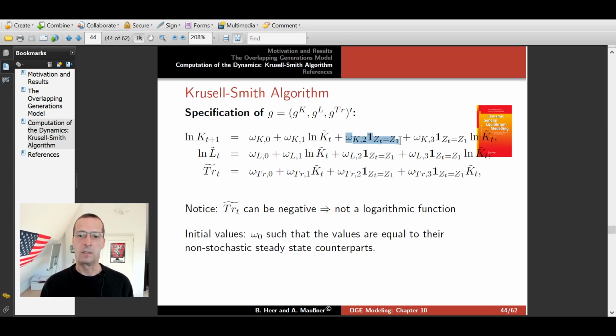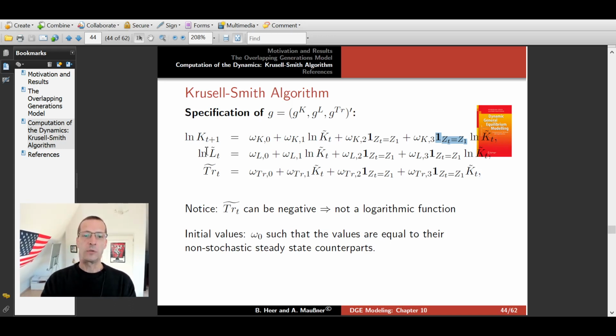aggregate state in the present period. If it's equal to z1, the recession, equal to 0.98, then we add omega k2 to this equation, and here we have the product of the index function 1 of z_t equal to z1, which is equal to 1 if technology z_t is equal to z1, 0.98 in the bad state, times the logarithm of the capital stock.